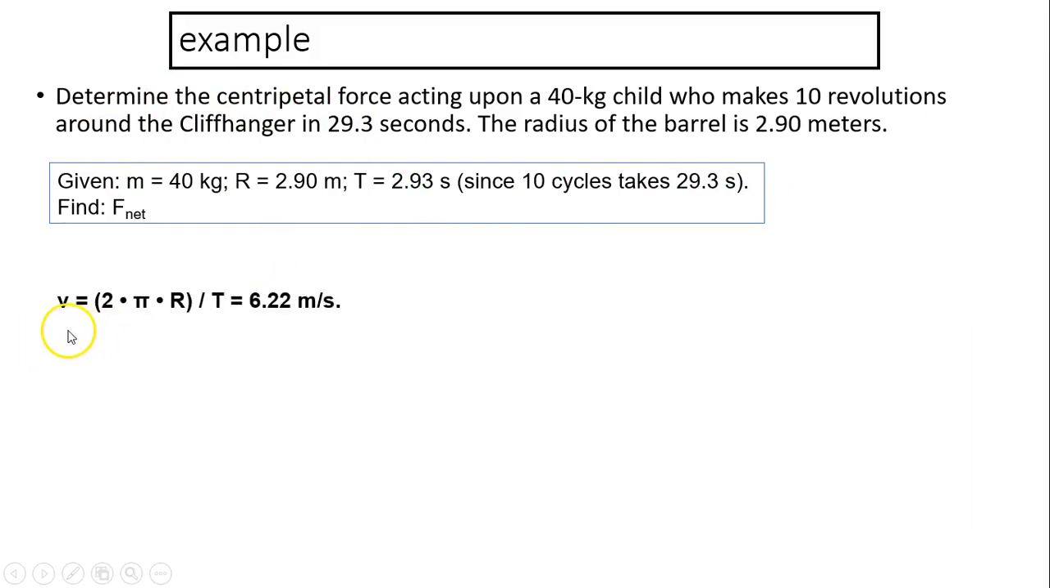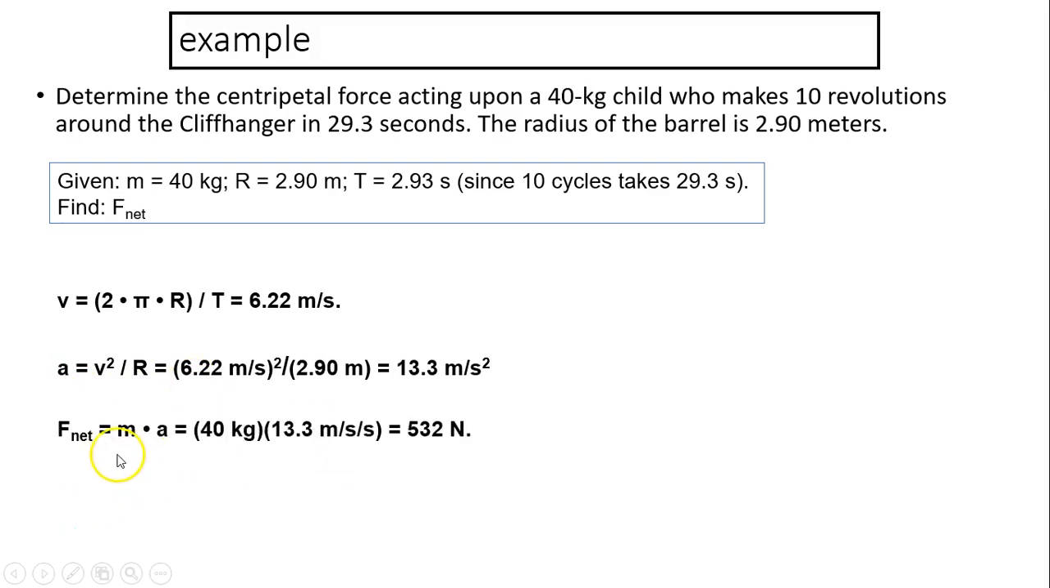Centripetal acceleration equals v squared over r. So to find v, we use 2 pi r over t. You'll plug everything in, you should have 6.22 meters per second. Then you can find A, acceleration. Then finally, you'll find the net force, which is 532 newtons. That's it for today.